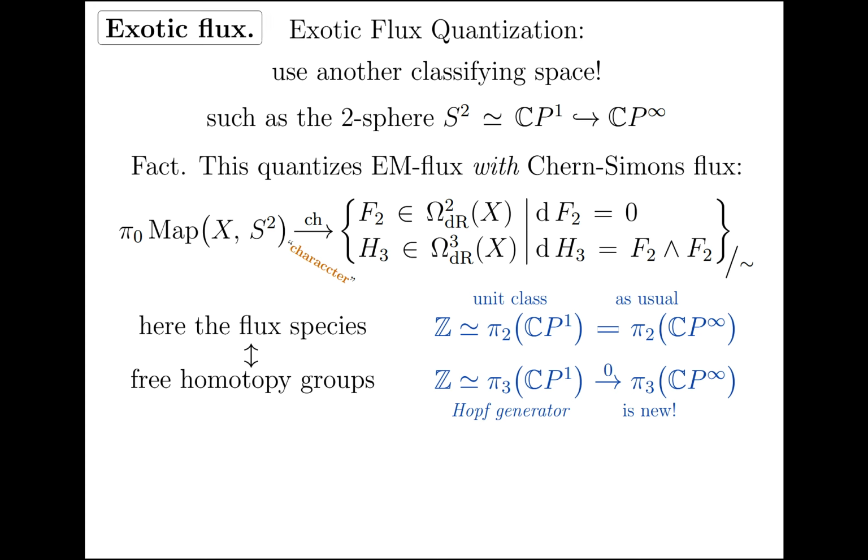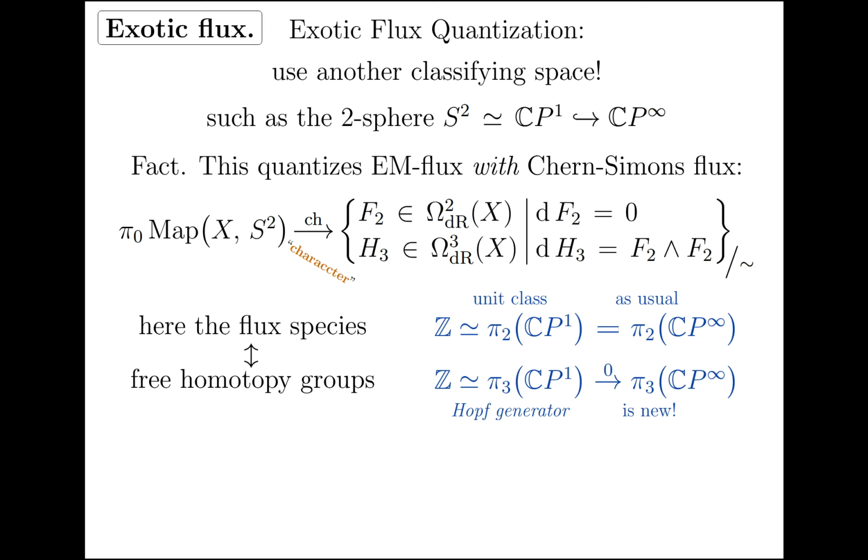We call it the unit class, and if we were to re-embed CP1 into CP infinity, the original classifying space, that unit class would survive. That pi 2 is the same pi 2 that you also see in CP infinity, and that does correspond to the fact that we see F2 there in both cases. Previously for ordinary magnetic flux, and now we still have a flux density F2.